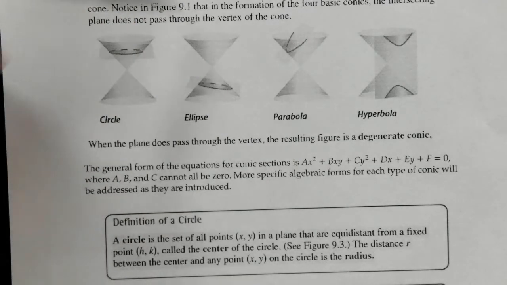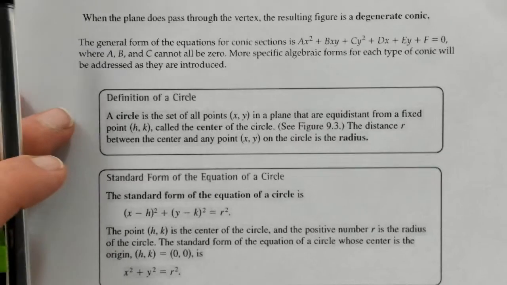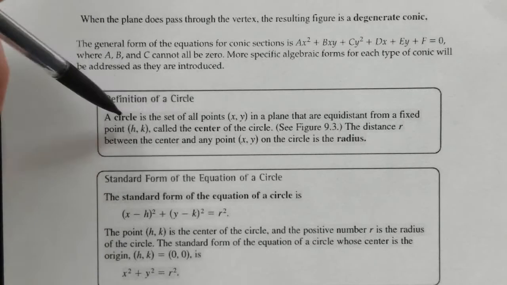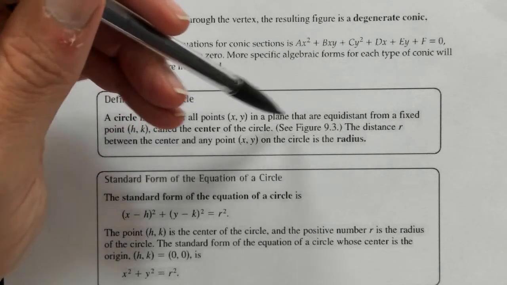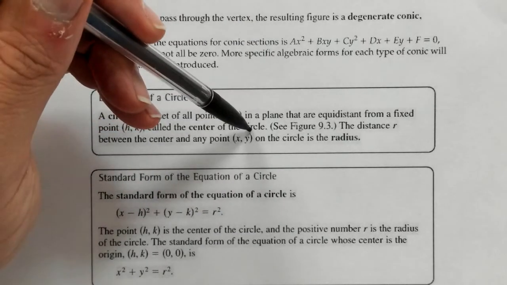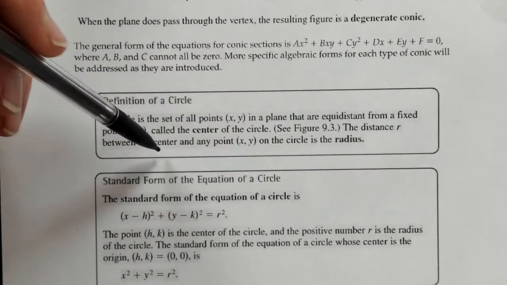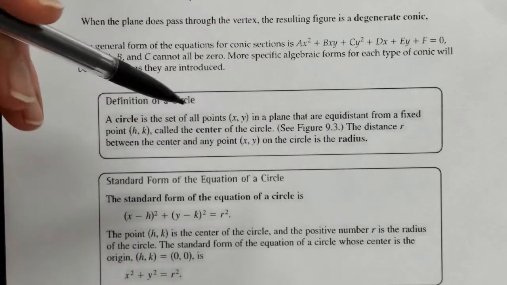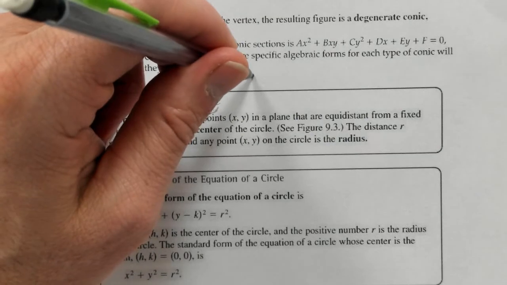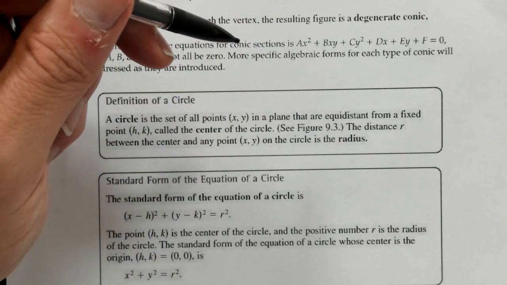Okay, we come now to the formal definition of a circle. A circle is the set of all points in a plane that are an equal distance from a fixed point, called the center of the circle. The distance r between the center and any point is the radius. So to produce a circle, you pick the center, and then you come up with a fixed distance. That fixed distance is the radius.